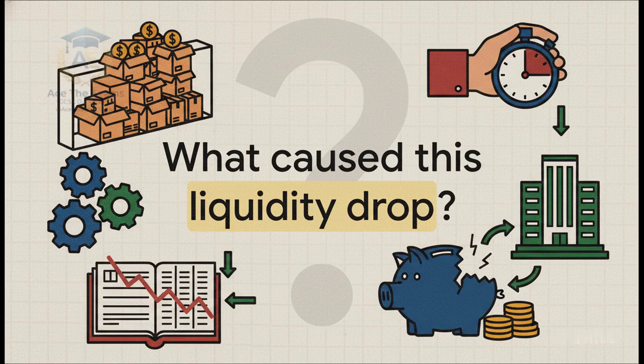Did the business overpurchase a bunch of inventory that is now just collecting dust in a warehouse? Are trade payables being settled way too slowly? Or did a massive capital expenditure completely wipe out their cash reserves? You have to ask these questions.